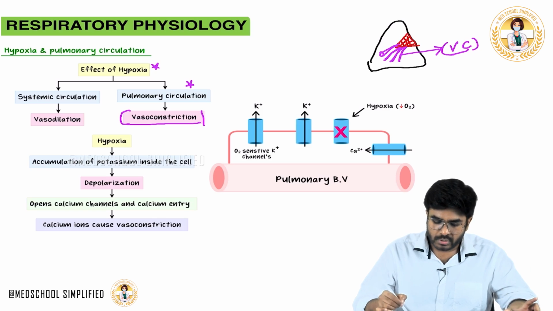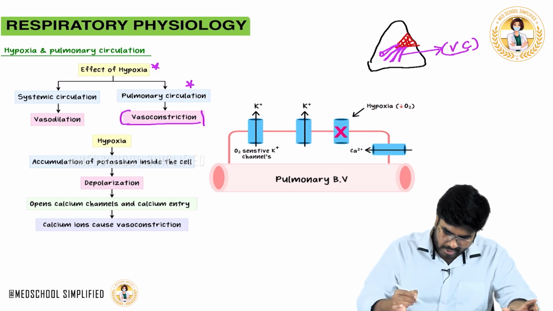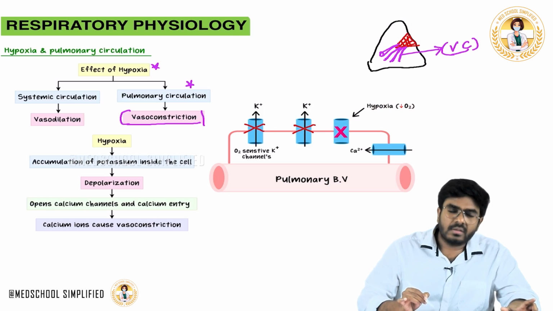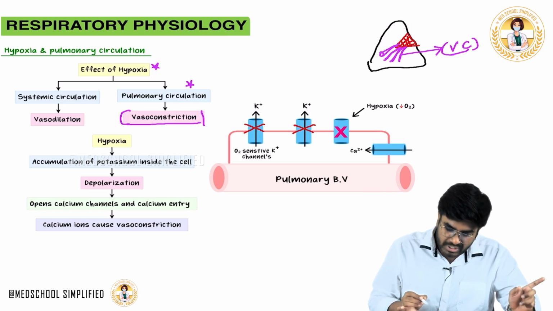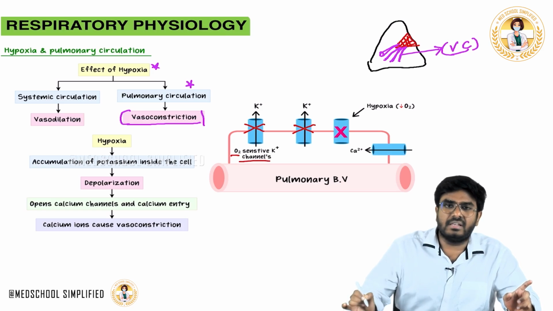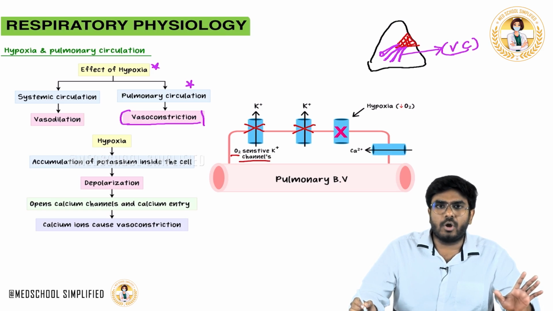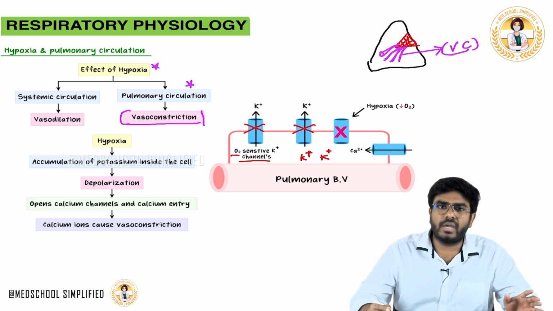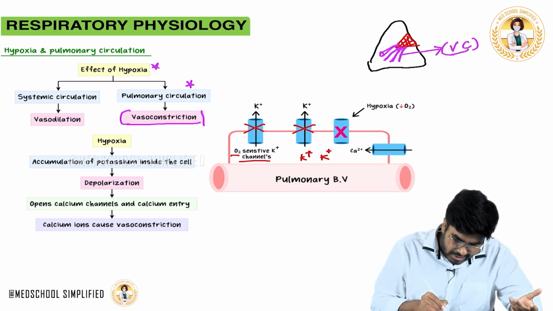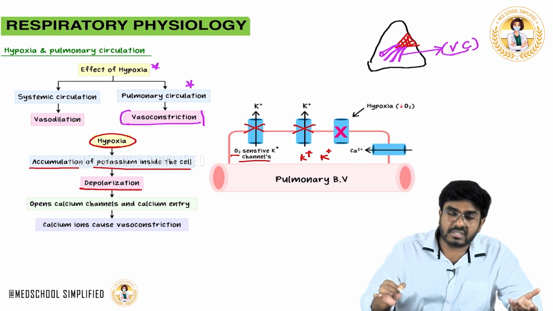Now what will hypoxia do? Whenever there is hypoxia, it will close these channels. So these channels are called oxygen sensitive potassium channels. They are sensitive to oxygen levels. Whenever there is hypoxia, these channels are blocked. And when these channels are blocked, potassium starts to accumulate inside the cell. Potassium is a positive ion, so positive ions are accumulating inside the cell. That will cause depolarization.